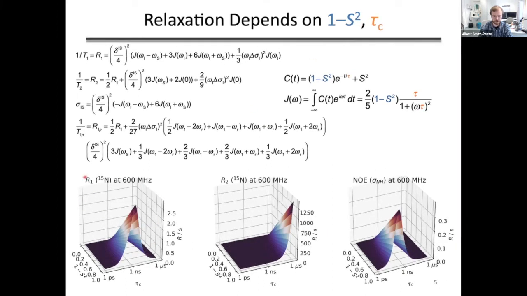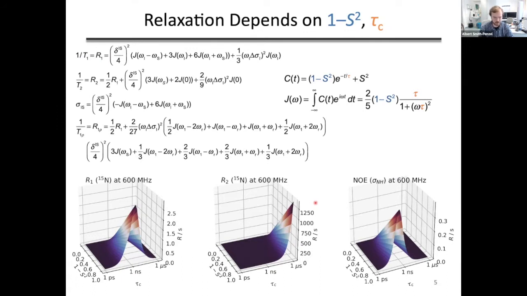Just for examples, I show you R1, R2, and the NOE. And what you see is as 1 minus S squared, 1 minus the order parameter squared, increases, then the rate of relaxation increases. That is, the time constants of relaxation themselves get shorter. That happens for all the rate constants. And then for the R1 and for the NOE, if my correlation time matches the sensitivity of the experiment well, I get very fast relaxation. And for the T2, of course, as the correlation time gets longer, the rate constant gets faster and faster.